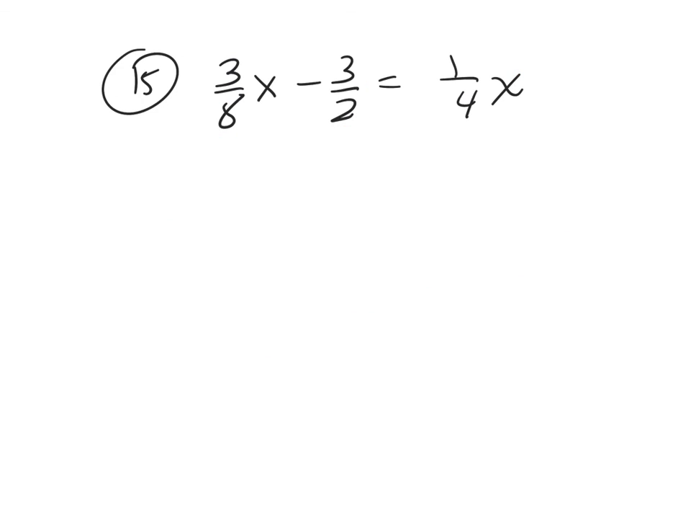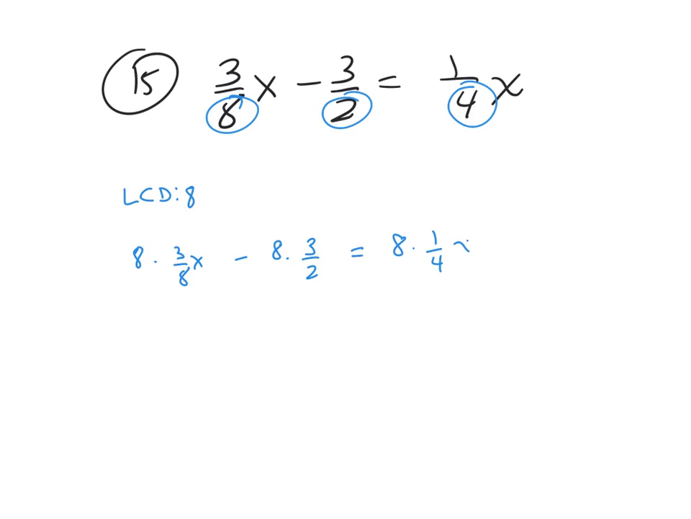Okay, here's another example. Your least common denominator. You have 8, 2, and 4. 8 is your LCD, but if you picked a different number, it's still okay as long as it's divisible by 8, 2, and 4. So I'm going to take 8 and I'm going to multiply it by 3/8x minus 8 times 3/2 equals 8 times 1/4 x. Here we go. So now we're going to clean it up.